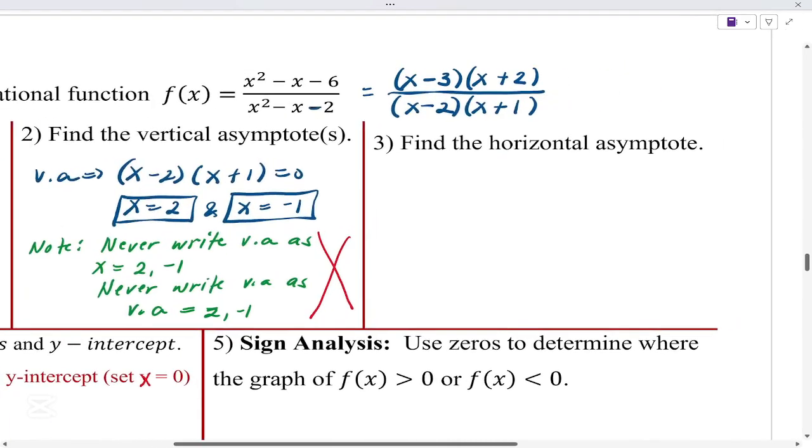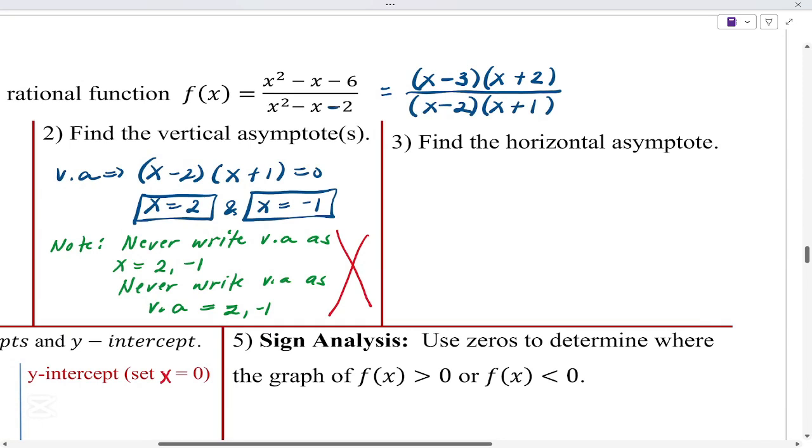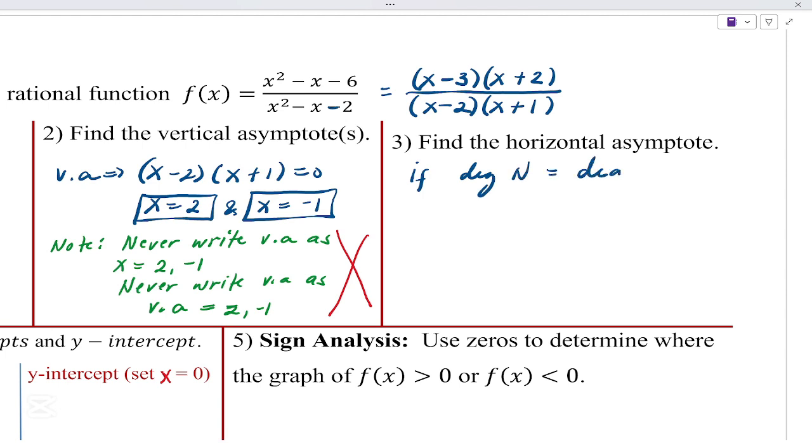And then for number 3, finding the horizontal asymptote, we identify this according to the degree of the numerator and denominator. And as we can see, the degree of the numerator is equal to the degree of the denominator. So we can write that the degree of the numerator is equal to the degree of the denominator. Therefore, we can say that the horizontal asymptote is y equal to the ratio of the leading coefficients of the numerator and denominator, which is 1 over 1, which is 1. So the horizontal asymptote is y equal to 1.